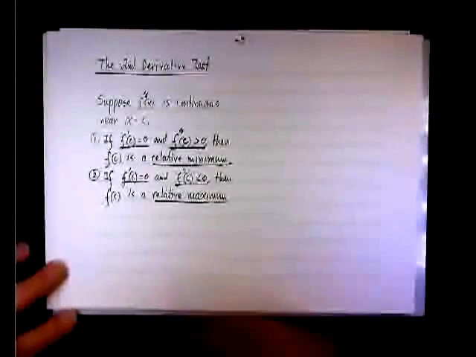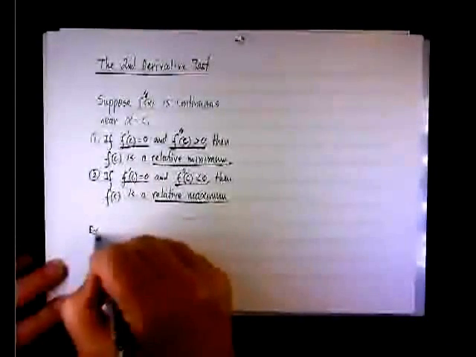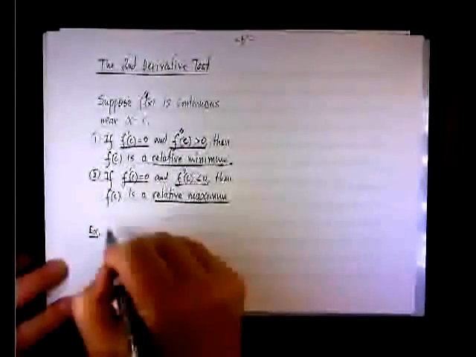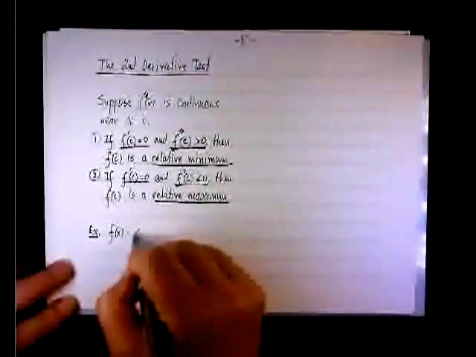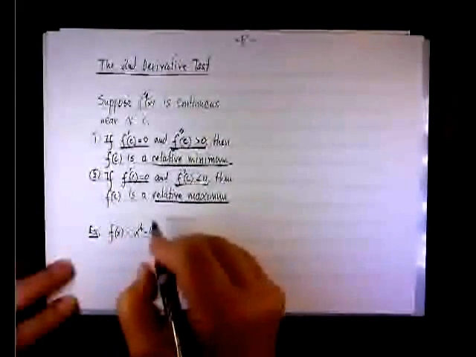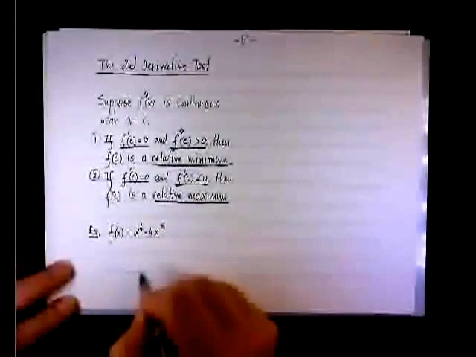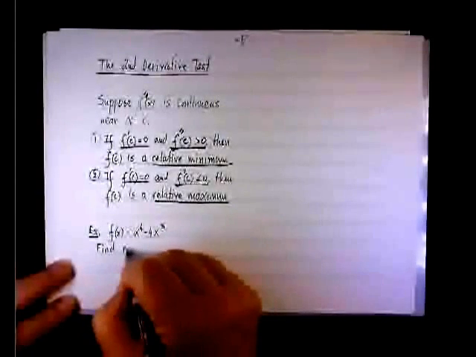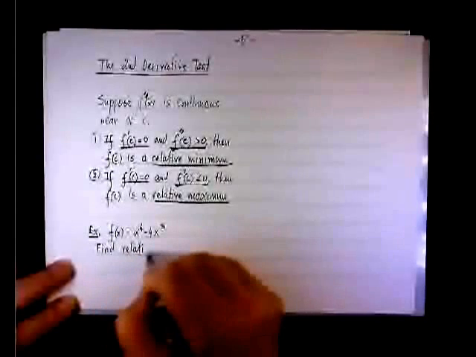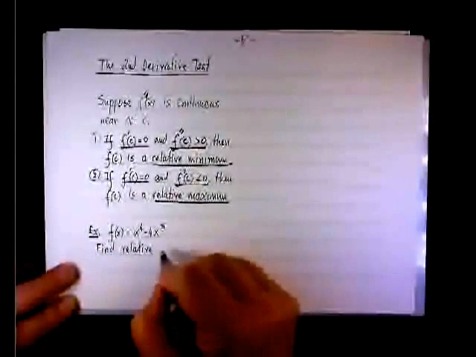So let's look at an example where we test this theorem. f of x equals x to the 4th minus 4x cubed. We want to find relative extrema using the second derivative test.